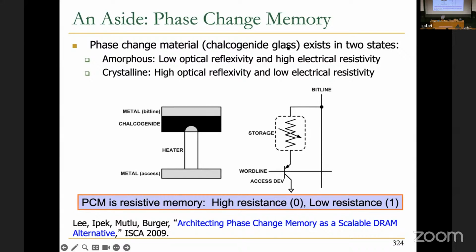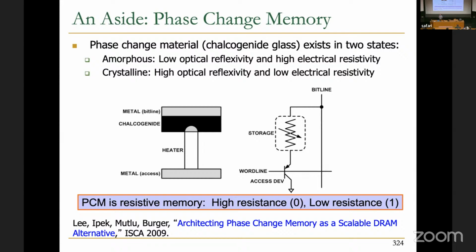The amorphous state has very high electrical resistance, and the crystalline state has very low electrical resistance, and the resistance range is very large. Meaning you can actually detect the resistance of the material, and that's another reading mechanism. So the same material can be read in different ways.